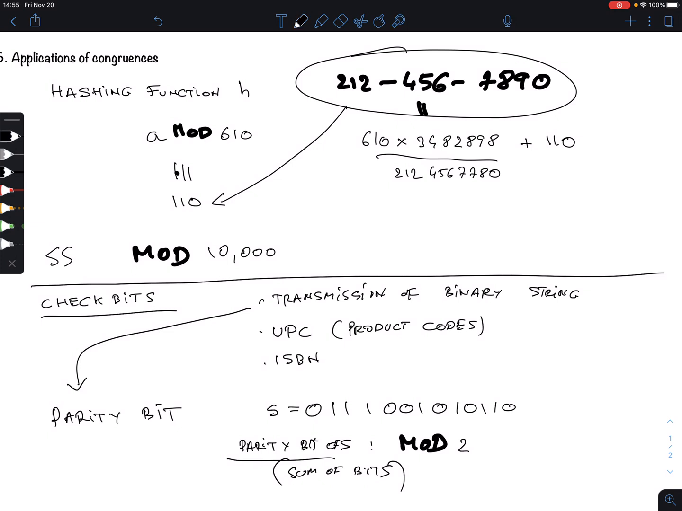So in this case, what would that be? What is the parity bit for S now? The sum of the bits is the number of ones in the binary string. So how much is that? 1, 2, 3, 4, 5, 6, 7. That is an odd number, of course, again mod 2. The number of ones is an odd number. So that's the parity bit.